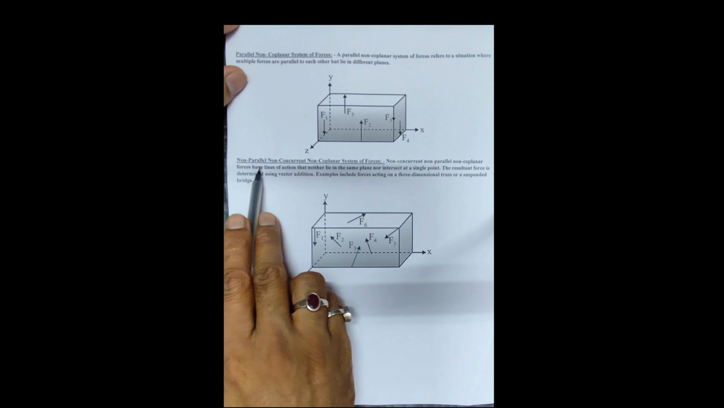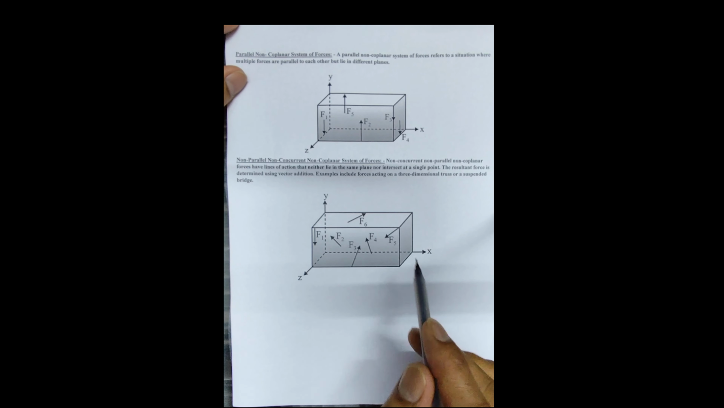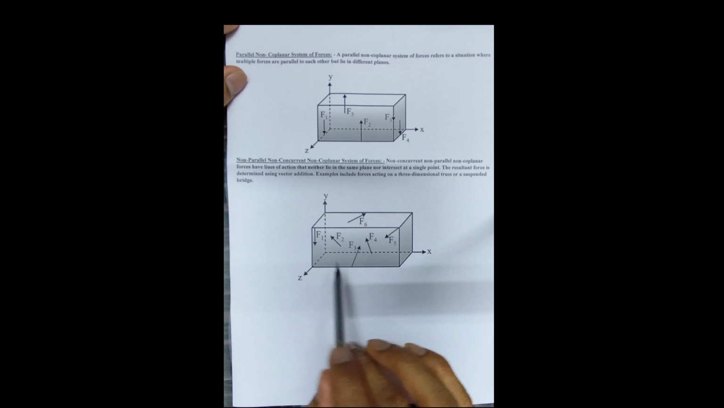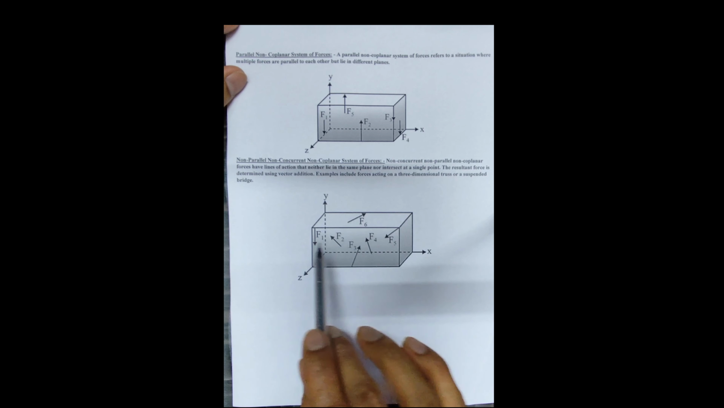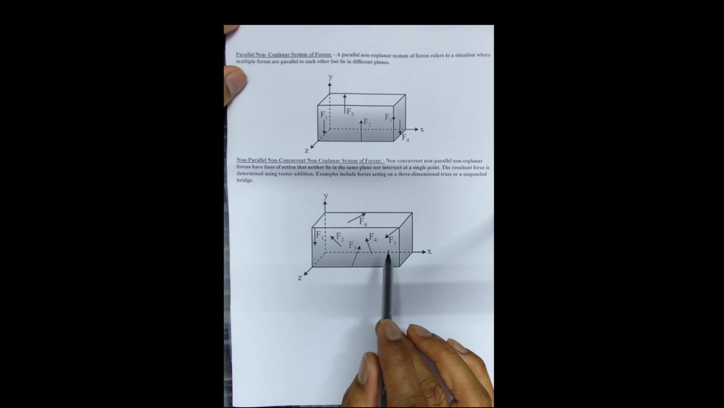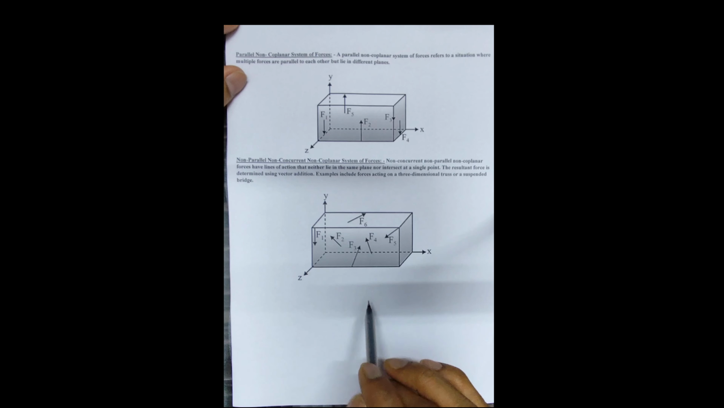Same as the non-parallel, non-concurrent, non-coplanar force system. That means all forces lie in different planes, but the line of action does not pass parallel to each other and does not pass through a single point. From this picture we find that every force lies in a different plane, and all forces do not meet at a single point and are not parallel to each other. That's why it's called a non-coplanar, non-concurrent, non-parallel force system.